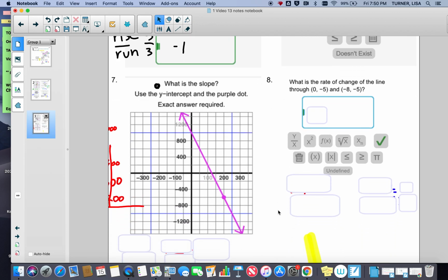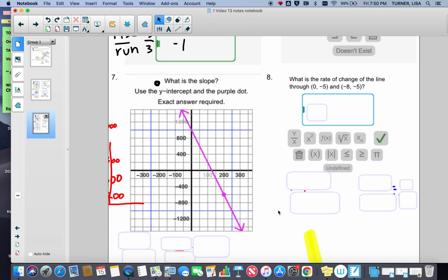This one is a little more complicated. I'm going to ask you just to take a breath when you see this and know that you're going to have to look for the scale. So let's mark this up. It says, what is the slope? Use the y-intercept and the purple dot. They're calling this purple, all right? I think it's kind of pinkish, but you said use this dot here.